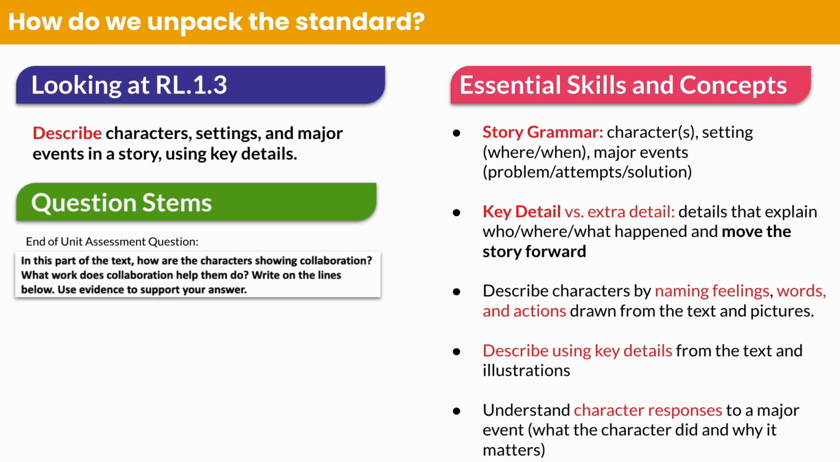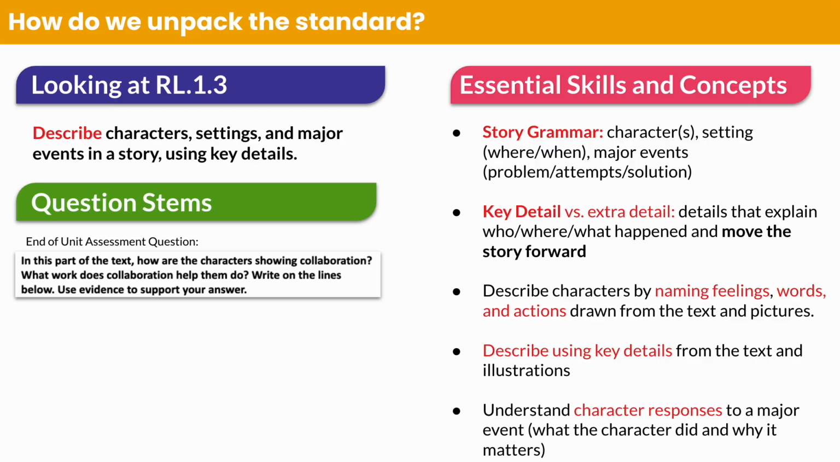RL 1.3 is one of our high leverage or most critical standards for these lessons, so let's unpack it together. This standard asks students to describe character, setting, and major events using key details. That means students need to move beyond surface level retelling and really attend to story grammar: who the characters are, where and when the story takes place, and the sequence of major events, including the challenge or problem the character faces. To demonstrate mastery, students must consistently and independently use details from both the text and the illustrations.